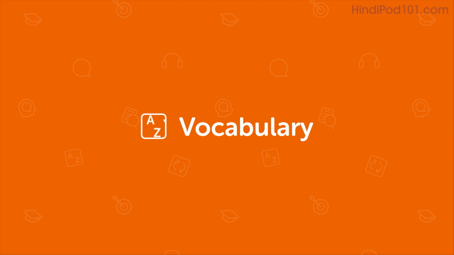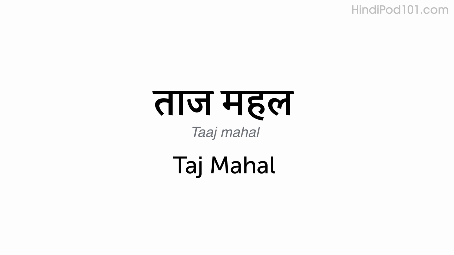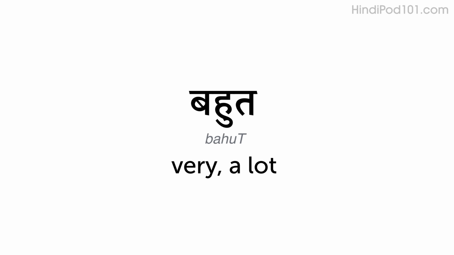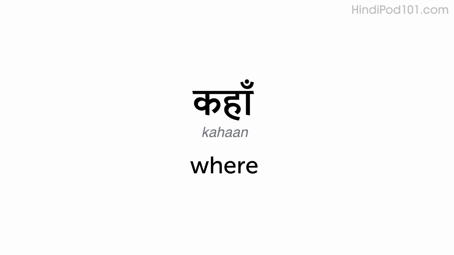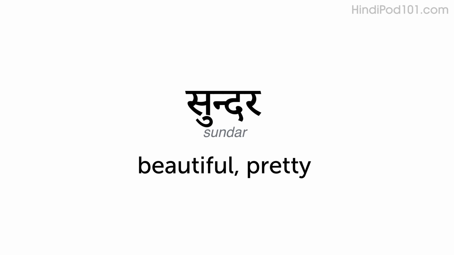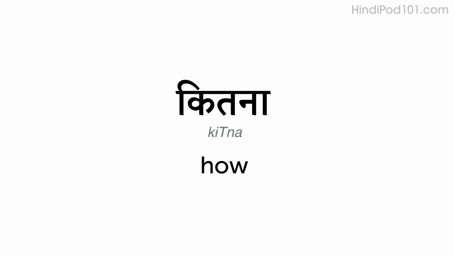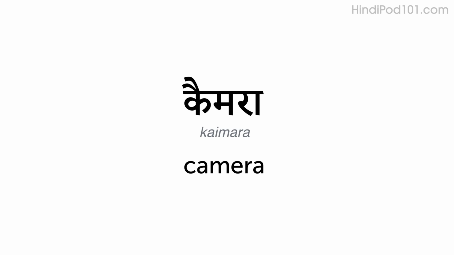Now you'll hear the key vocabulary, followed by the English translation. ताजमहल, ताजमहल। हाय, Oh no. बहुत, very, a lot. कहाँ, Where? सुंदर, Beautiful, pretty. वाह, Wow. कितना? How? कैमरा, Camera.